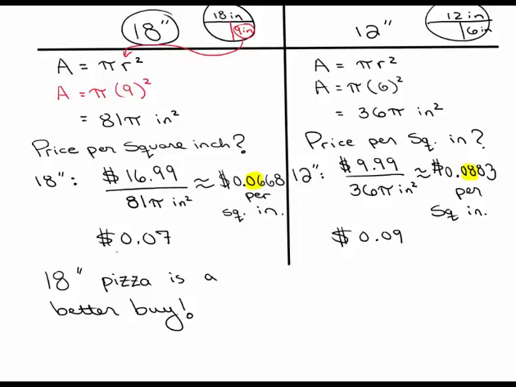All right, good job. The 18-inch pizza is a better deal because it is cheaper per square inch. Yeah, good.